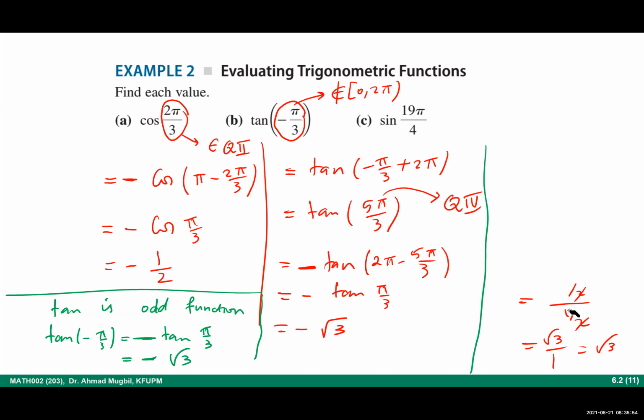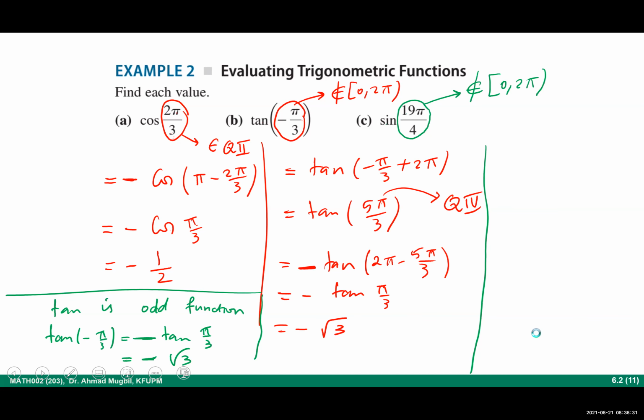Any questions, shabab, so far, please? Let's solve this. What is sine 19 pi over 4? Now, you need to ask yourself, in which quadrant is this angle? Anyone knows? You cannot know, shabab, because this angle is not between 0 and 2 pi. It is greater than 2 pi. So what should we do first, ya shabab?